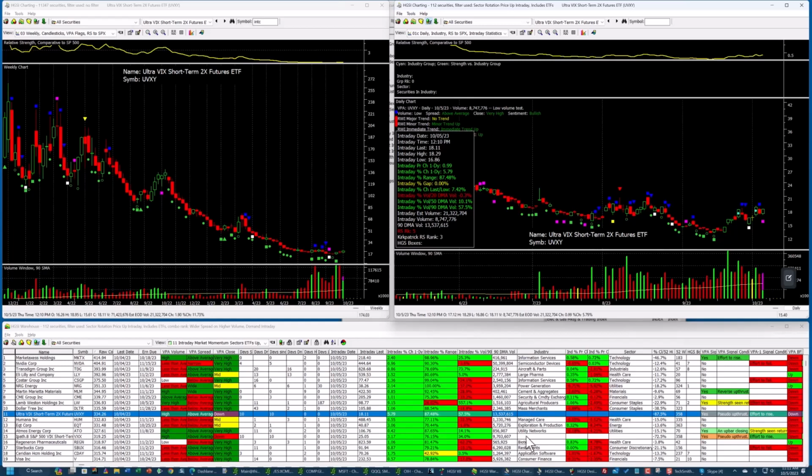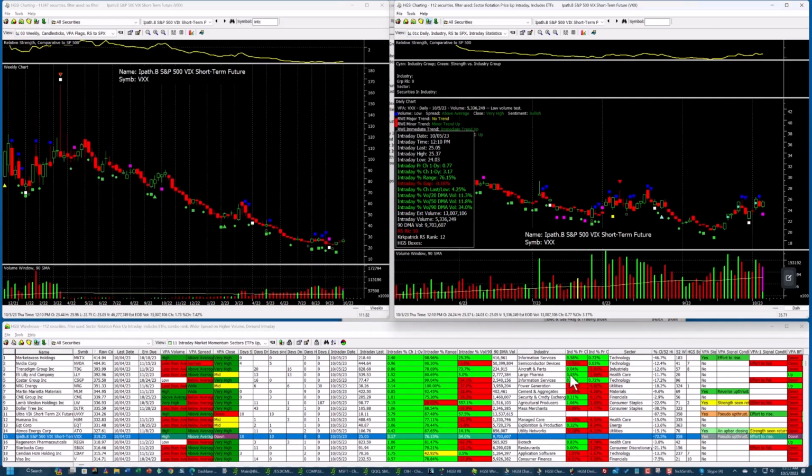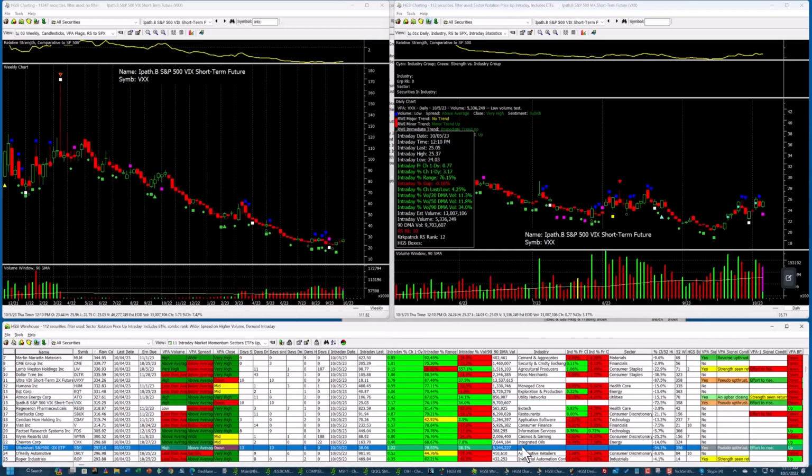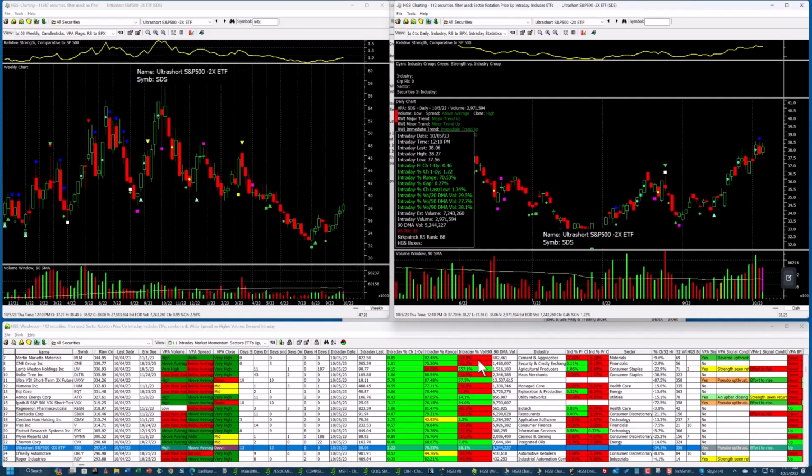Let's look for another one here. It's another VIX. Here's the ultra short S&P 500 2X, which on the weekly chart has actually looked pretty good here. Here's a higher low, and it's been moving up. It's moving up again today after yesterday's pullback.